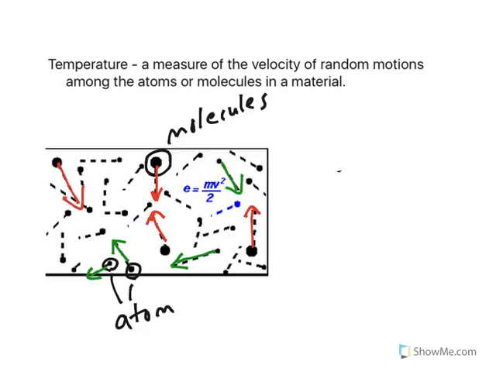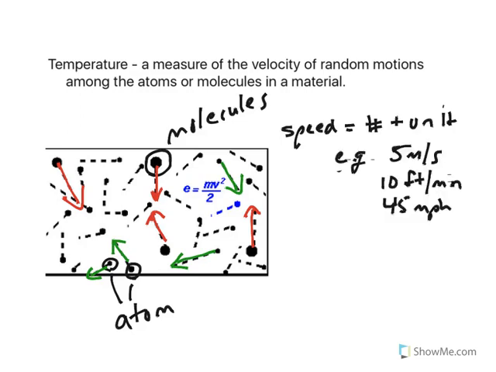Now notice they are all moving in these random motions, these random directions. And they're all moving at different speeds. The bigger the line, the faster the speed, the smaller the line, the slower the speed. Now speed is a number and a unit, such as 5 meters per second or 10 feet per minute or 45 miles per hour.